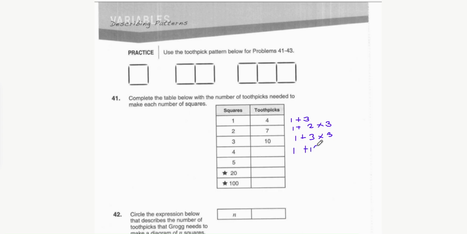1 plus 12 is 13. 1 plus 15 is 16. 1 plus 60 is 61, and 100 times 3 is 1 plus 300, equals 301.